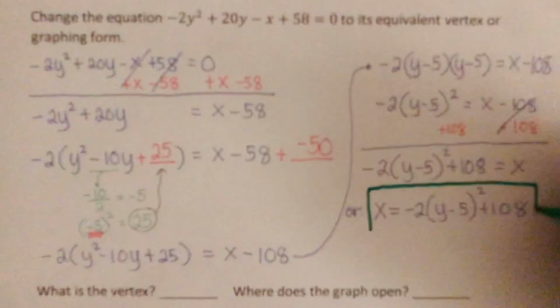So then we can go ahead and say that our vertex, remember that this is the h and this is the k. So our vertex would be at 108, and then switch this, so that's a +5. And then this is gonna open to the left since that's a -2. So this opens to the left. Did you get the same answers as this?